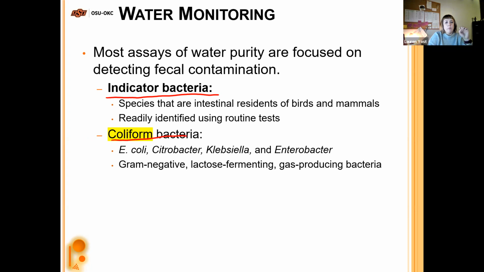Then we have coliform bacteria. These are things that are essentially going to be found in feces, fecal contamination. So that includes E. coli, Citrobacter, Klebsiella, and Enterobacter. Most of these are going to be gram-negative. They are going to ferment lactose, and they're going to produce gas.